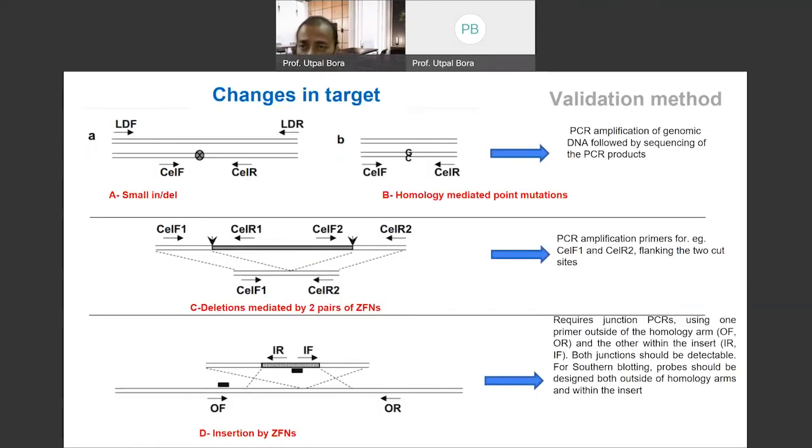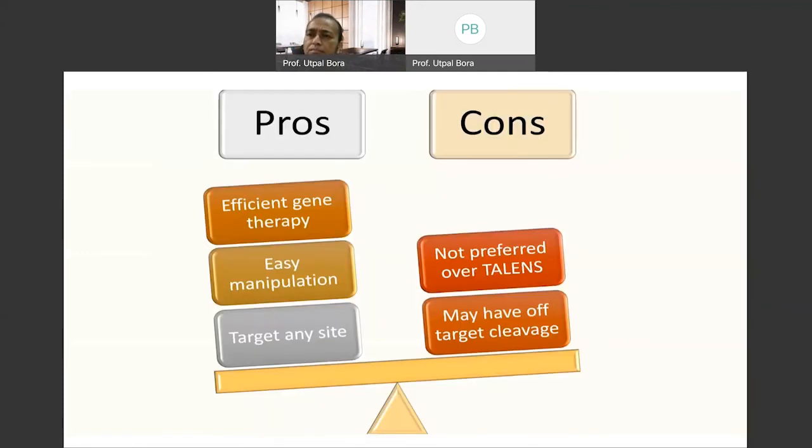So these are the changes that can be brought out, and I will again not go into the details. And then we come to see what are the problems with the restriction zinc-finger domains or zinc-finger nucleases. You can have good gene therapy or good gene editing therapy, and it is easy to manipulate. And the best thing about it is that you can target any site in the genome.